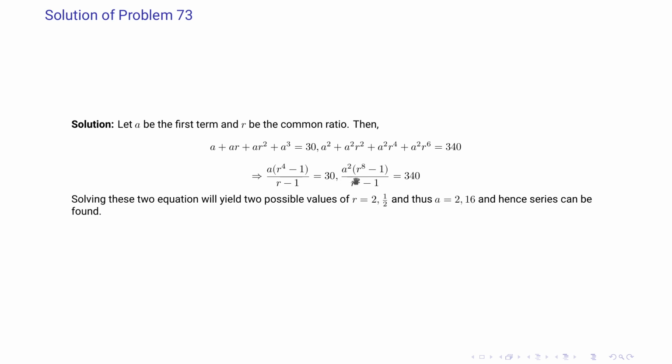So what you will have is an equation in r, and when you solve that, there will be two values of r, that is 2 and half. And these values of r will give you the value of a as 2 and 16, and now you can find the series. The work of solving the equation I have left for you.